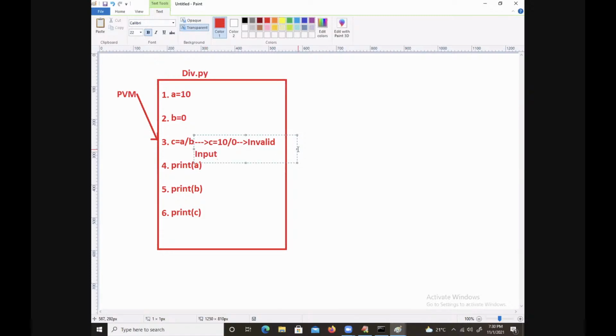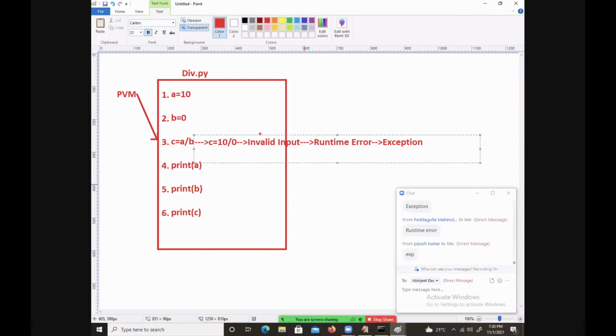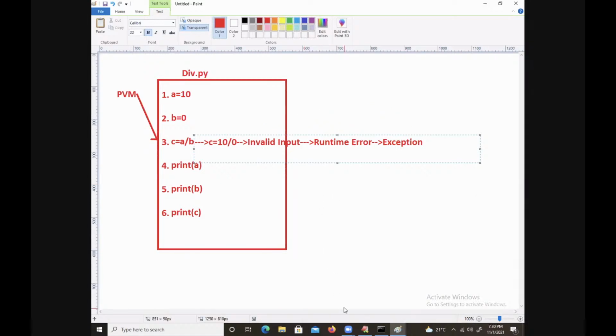Every invalid input is known as what? I told you already in the class. Every invalid input is called a runtime error. Every runtime error is called an exception. That means in line number 3, what is occurring? An exception is occurring.